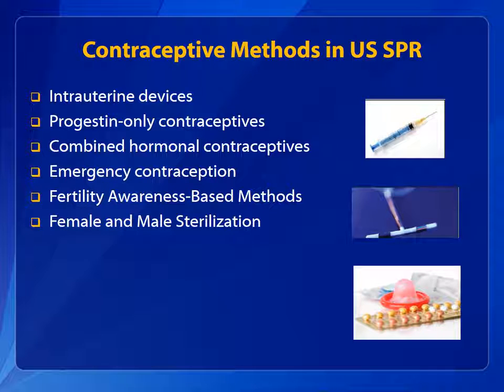Combined hormonal contraceptives, which contain estrogen and a progestin. These include combined pills, patch, and ring. Emergency contraceptive pills, which include levonorgestrel, ulipristal acetate, and combined oral contraceptive pills. Fertility awareness-based methods, such as the standard days methods, and also female and male sterilization.